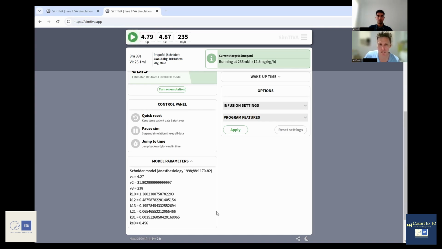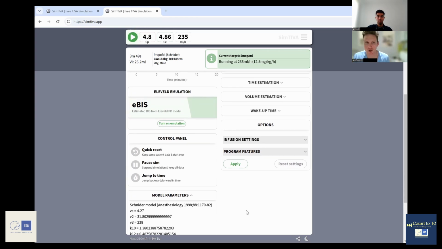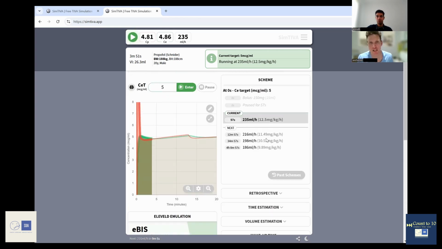Long story short, you end up with a K10, or a rate constant of elimination, which is ridiculously high and unsafe in clinical practice. Now, K10 contributes a little bit to the bolus dose, but it becomes way more important during the maintenance phase. And that is the reason why when you use Schneider like this, you end up with very, very dangerously high mils per hour infusions of propofol. And that's why you can't do it on most pumps.